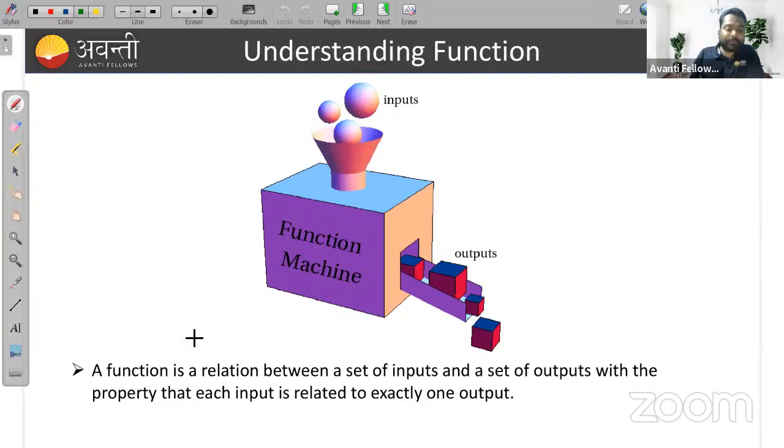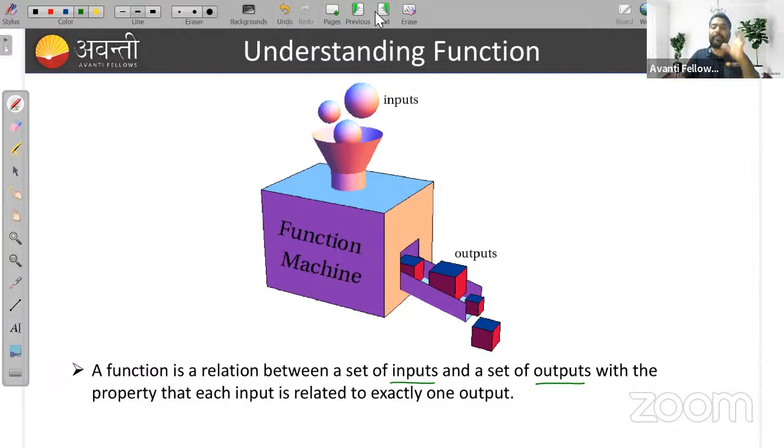So what is a function here? A function is a relation between two sets. One set is input, another set is output, with the property that each input is related to exactly one output. So each input in the set is related to exactly one output. This is the condition for a relation to be a function.